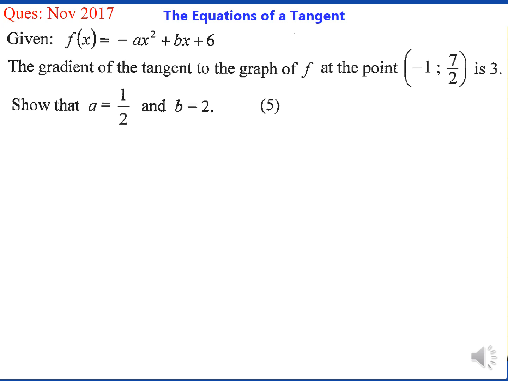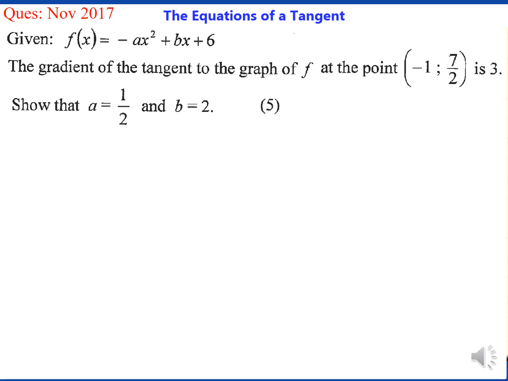Now, from the previous example that I just discussed with you, we emphasized that the gradient is the derivative. And at the point of contact, the gradient of the tangent and the gradient of the curve are equal. Now look at how they've asked the question this time. They are not asking us to find the equation of the tangent, but they've told us that the gradient of the tangent is equal to 3 at minus 1, 7 over 2.